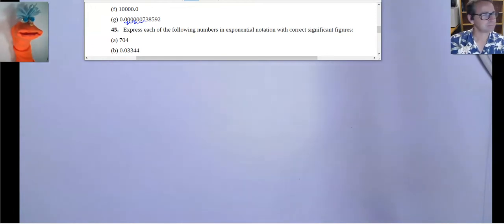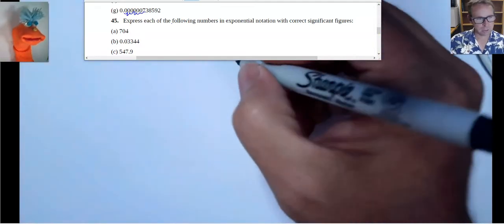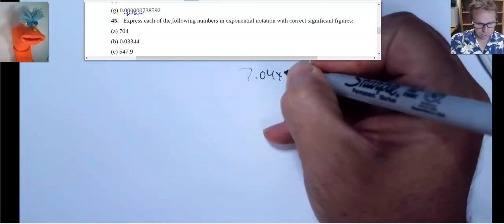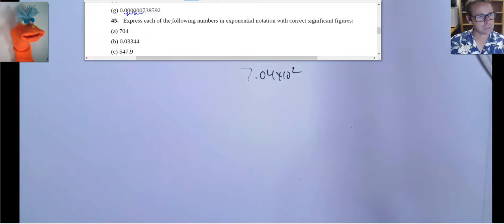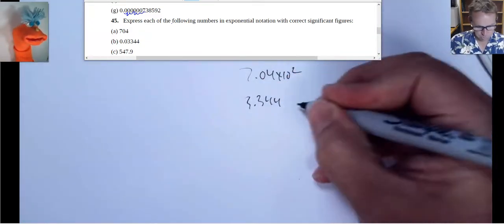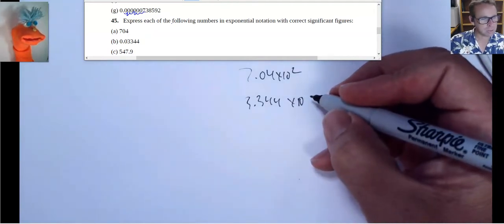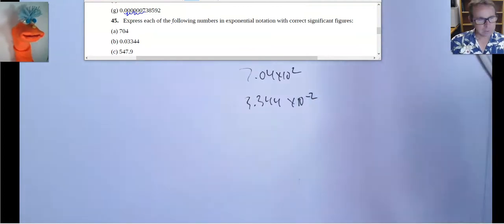Okay, so number 45 here, express the following numbers in exponential notation. That's essentially the same thing as scientific notation. So here we go, 45,704. How do you do it? 7.04 times 10 to the 2. Very good. How about the next one? 3.344, what? Times 10 to the minus 3. I think you just move it over twice, right? Oh yeah, 10 to the minus 2. Okay.